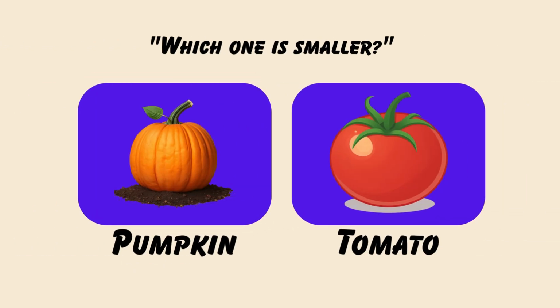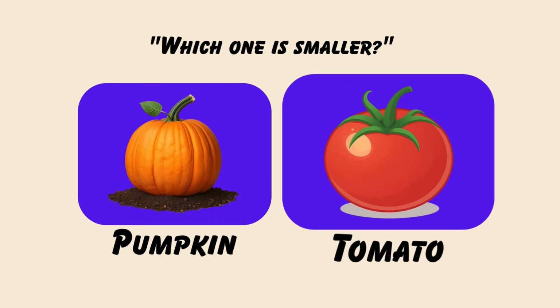Which one is smaller? Pumpkin or tomato? Tomato. Tomato is smaller.